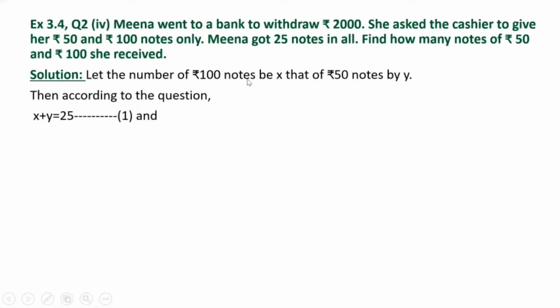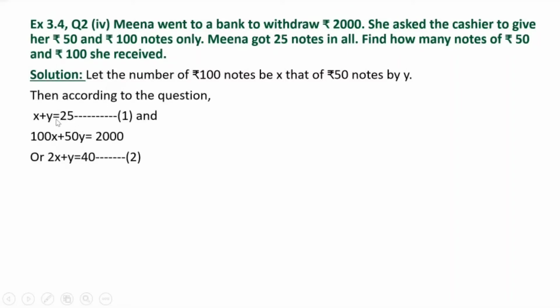It is given to me that the total amount withdrawn is rupees 2000. So if there are x notes of 100, what is the total value of those notes? 2 notes of 100 will mean 200 rupees. 5 notes of 100 will be 5 into 100, that is 500 rupees. So if there are x notes of 100, it will be x into 100, that means 100x rupees. If there are y notes of 50, then the value is 50y. So the total value of the notes is 2000. So 100x plus 50y is equal to 2000. That becomes my second equation, which simplifies to give me 2x plus y is equal to 40.